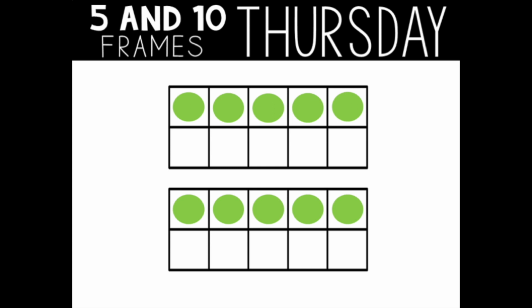Here's what I did. I noticed the top 10 frame has 5 and the bottom 10 frame also has 5. 5 plus 5 equals 10. Wait a second. 10 again? It's still even. What did you do to solve this one? Turn and tell your grown-up.